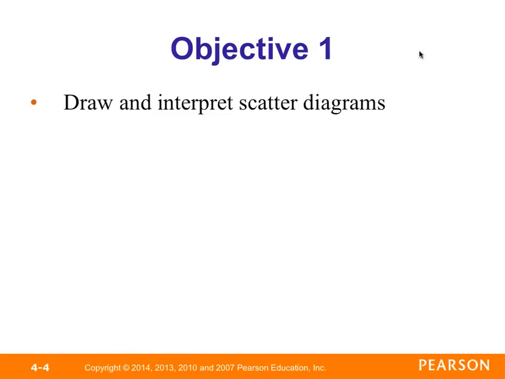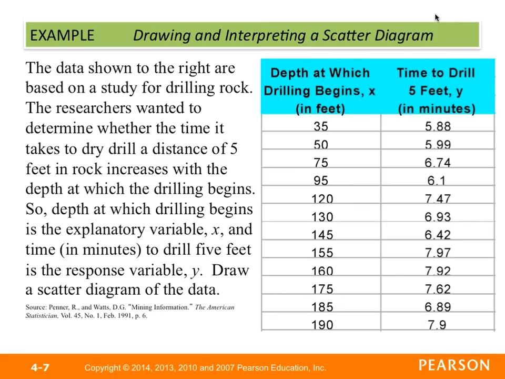So objective 1 is to be able to draw and interpret scatter diagrams. First, we need to know a couple of things. The first is that the response variable is the variable whose value can be explained by the value of an explanatory or a predictor variable. A scatter diagram is a graph that shows the relationship between two quantitative variables measured on the same individual. Each individual in the dataset is represented by one point on the scatter diagram. The explanatory variable is plotted on the horizontal axis, and the response variable is plotted on the vertical axis.